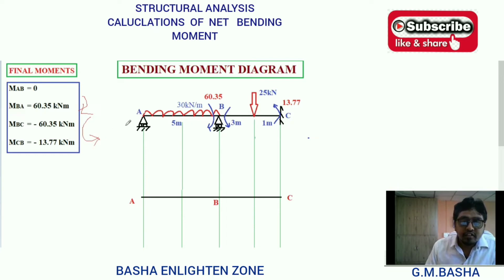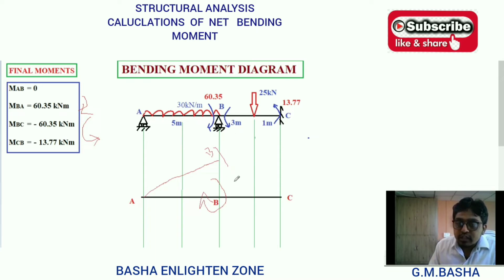See here, if the final moment at A is equal to 0, then here it will be 0. Then when a clockwise moment of 60.35 kilonewton meter is applied at point B on a beam like this, the beam from the initial position AB will move up to some point, B dash to B1. So whenever a force is applied on a beam like this, it will move in the forward direction up to some B1. That is 60.35 kilonewton meter.